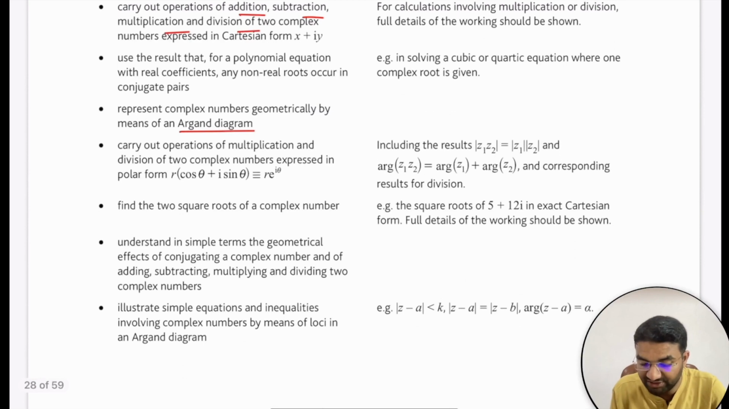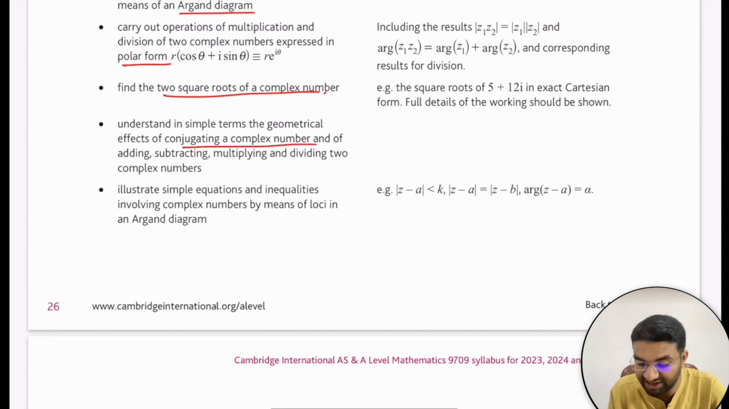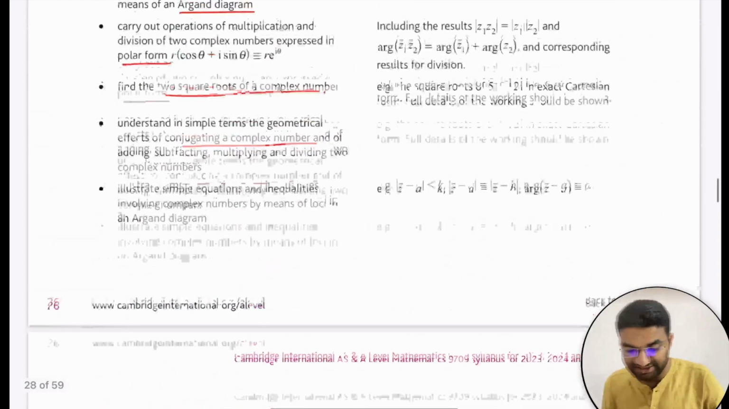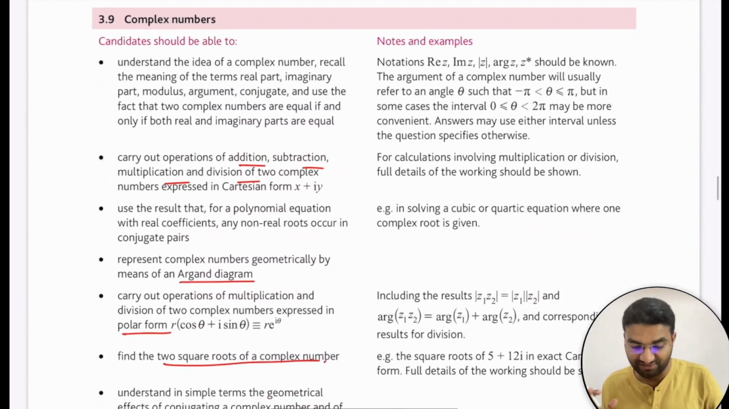Then multiplication and division in the polar form, r(cos theta plus i sin theta) is equal to r e raised to i theta, square root of a complex number, conjugate complex number, addition, subtraction, then Argand diagram. Fine. These are the 9 topics for P3.